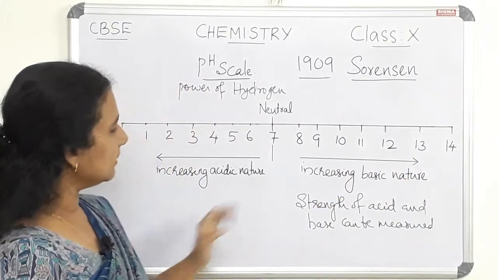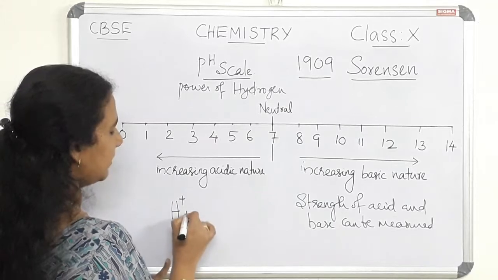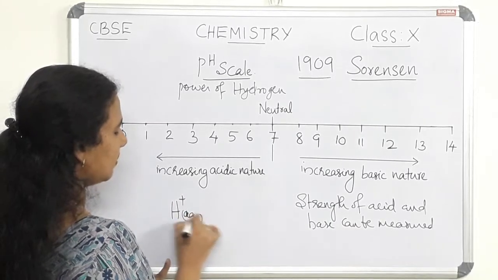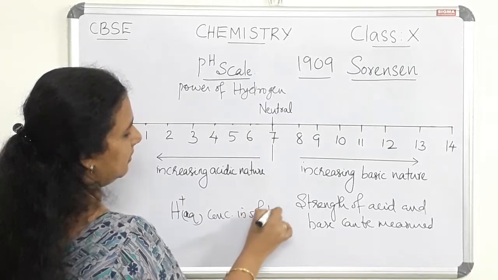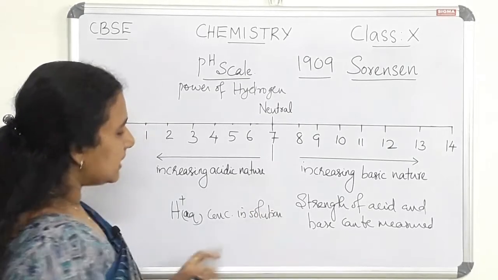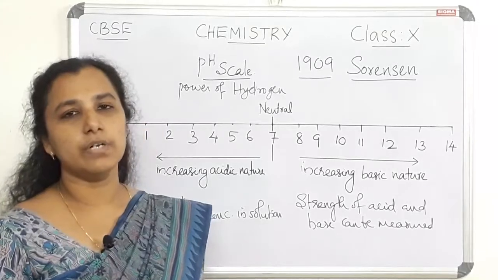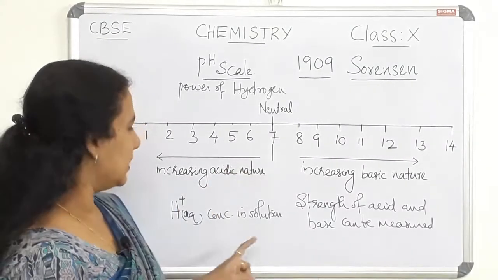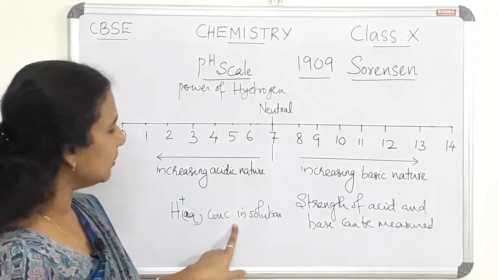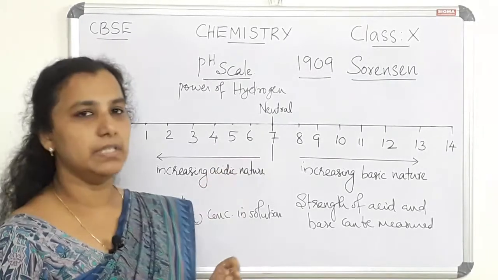Here the strength can be measured by making use of hydrogen ion concentration. So by making use of hydrogen ion concentration in solution, the pH scale has been devised, and the pH measurement takes place.